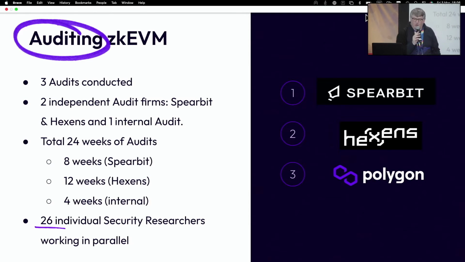More than 26 individuals were working on specific pieces of all the code. We also ran an internal audit. We went really deep on that, and we found many things. We even found some optimizations and some improvements. It has been a huge work. Some of the things were critical.